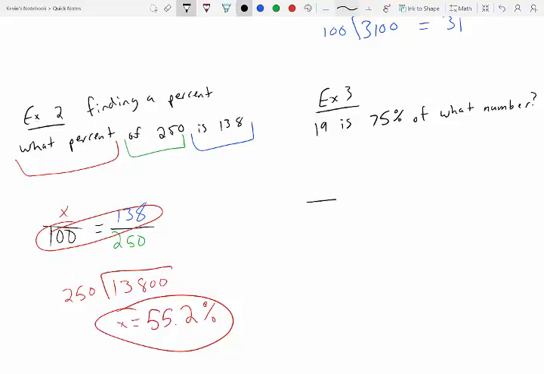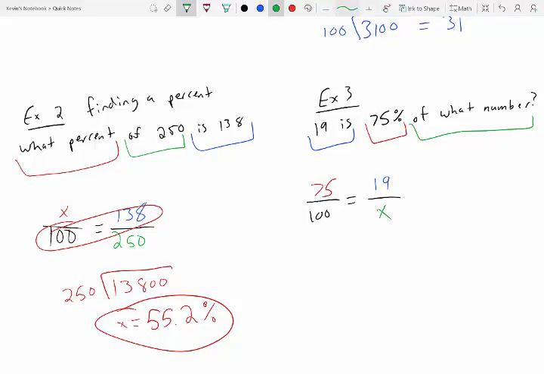Example 3, if we set up what we know for our ratio so far, we get 19 is, so that's associated with is, 75% of what number? So of what number? We're looking for the whole, which is the bottom. 19 is on the top, and 75 is a percent.